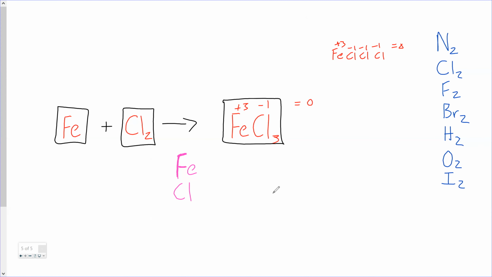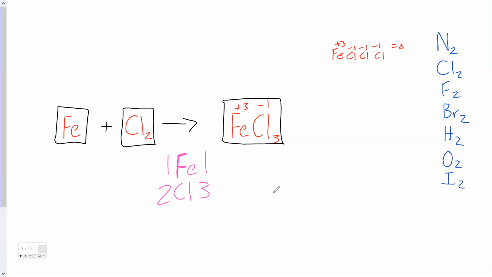On the left, there's one Fe, and then on the right, there's one Fe, and then on the left, there's two Cls, very nice, and then on the right, there's three Cls. Excellent. All right, fantastic. So now we got our element inventory. So now we just need to balance it.